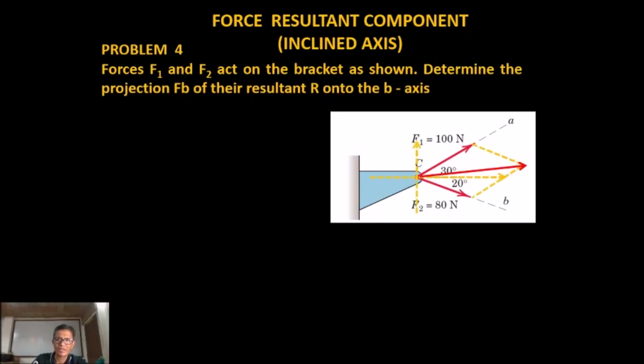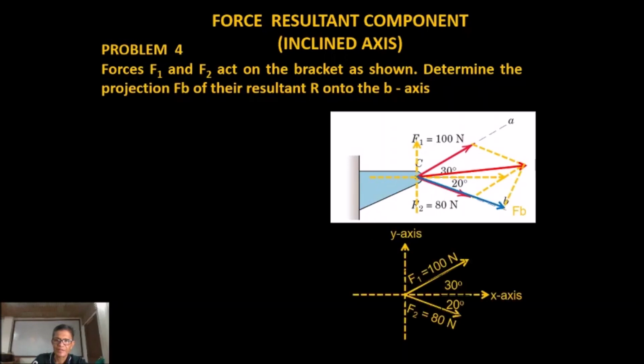So ang gagawin natin dyan for our first solution is ito na illustration sa baba. We are going to consider the x and y axis and the two forces F1 and F2 at an angle of 30 degrees and 20 degrees. Then kunin natin yung components, then yung resultant. Then I will explain the next step. So let's start with force F1.